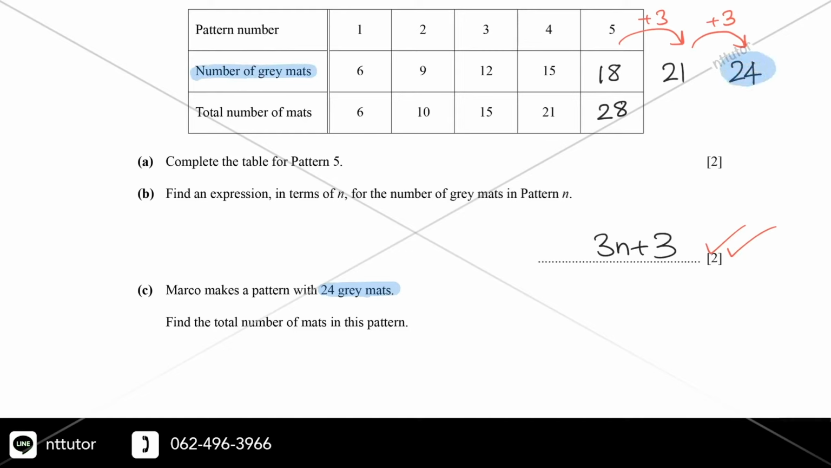And for the total number of mats, we know that the pattern is plus 4, then plus 5, plus 6, plus 7. Therefore, the next term must be plus 8, then plus another 9, which gives 47. Therefore, the total number of mats corresponding to 24 gray mats must be 47 mats.